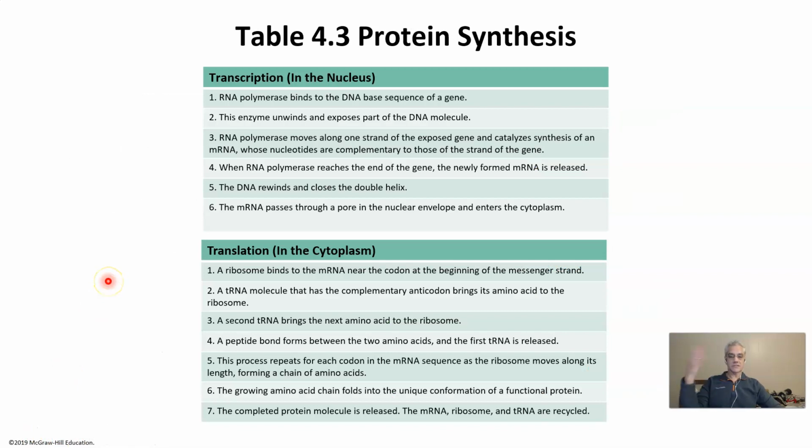Now, this is the summary, okay? So here's a summary of transcription in the nucleus, all the steps. Here's the summary of translation in the cytoplasm, all the steps. That's just what we went through. You can read the slide. It's a nice, compact version of what you need to know.